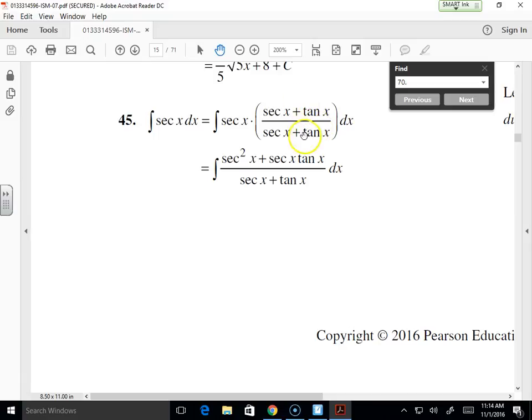So basically, let me go back here. You multiply top and bottom, that was their hint. And when you multiply top and bottom, you get secant squared plus secant tangent, which you notice is the derivative of the denominator. So this whole thing is just du, this whole thing is u, and the integral of 1 over u du is ln of u. Does that make sense?